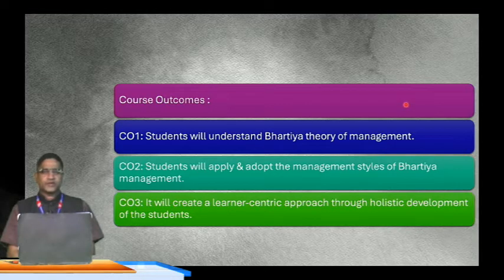Coming to the learning outcomes, I want to speak about the course outcomes. Learning through this course, Bhartiya Theory of Management Styles, what will the students gain? The students will understand the Bhartiya Theory of Management. The student will apply it in their day-to-day life and adopt the management styles of Bhartiya management. The third course outcome is that it will create a learner-centric approach through holistic development of the students.